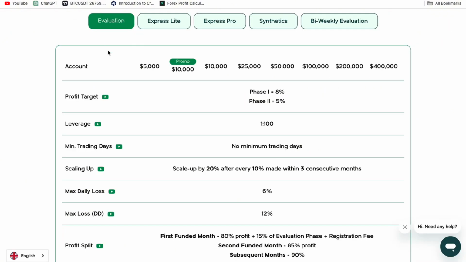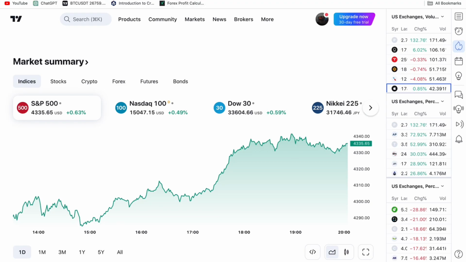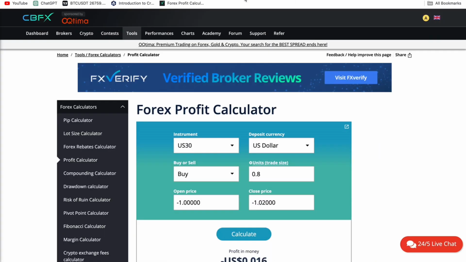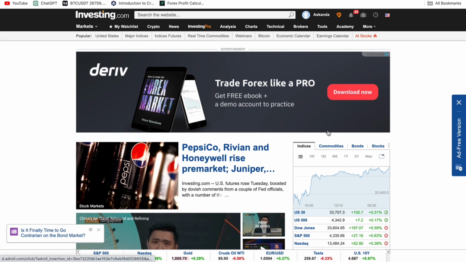So the first website, you can either use Consummate Traders or Funding Trading Plus. Then the most important website is TradingView, investing.com, and cashbackforex.com. This website, we are going to use it to calculate lot size, that's the position size. It's very, very important. Before you enter a trade, you need to already calculate your risk to reward, how much you are risking on the trade and how much you are going to make if it goes in your favor. It's very, very important. Then investing.com, we use it for fundamental analysis.